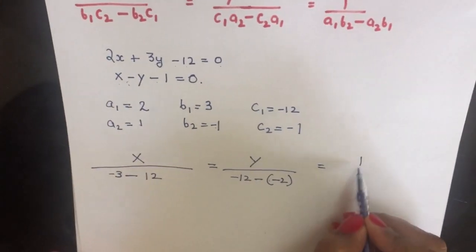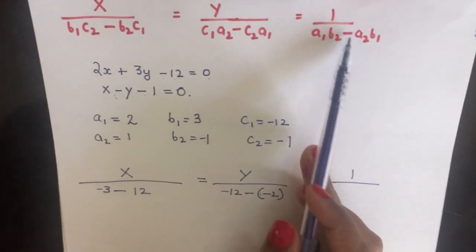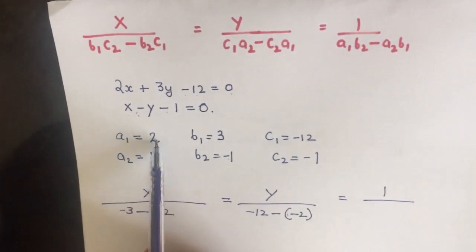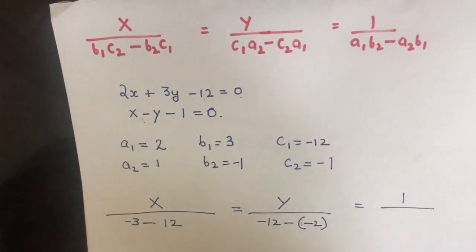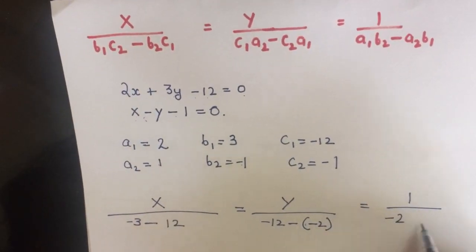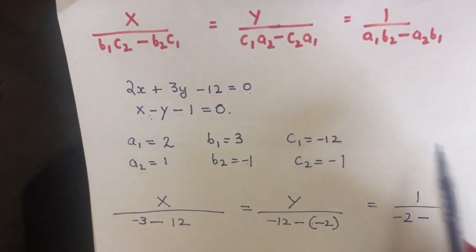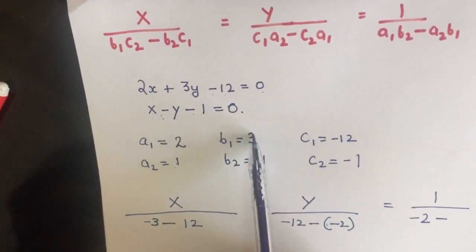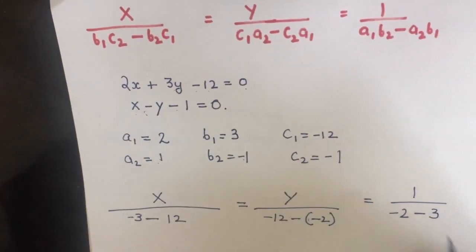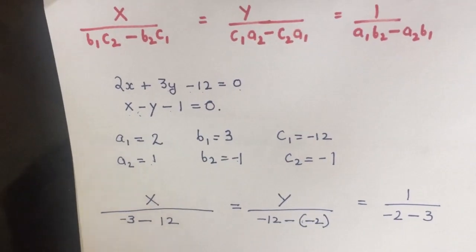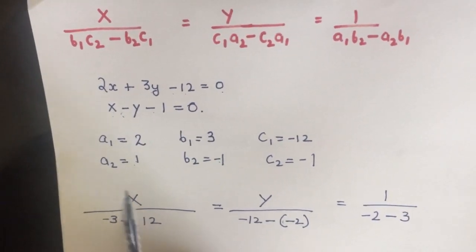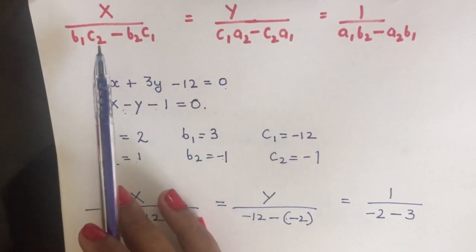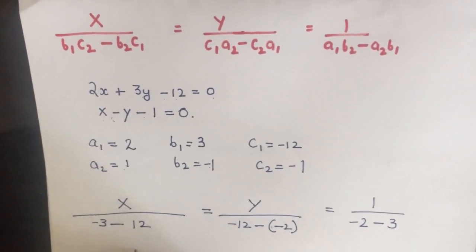Next, 1 upon a1 b2 minus a2 b1. a1 is 2, b2 is minus 1. So this will be minus 2. Then the minus of the formula. Last one, a2 b1. a2 is 1 and b1 is 3. So simply it will be 3. So what we have done till now is just substitute the values of a1, a2, b1, b2, c1, c2 in the formula. Next step, we'll just simplify it.